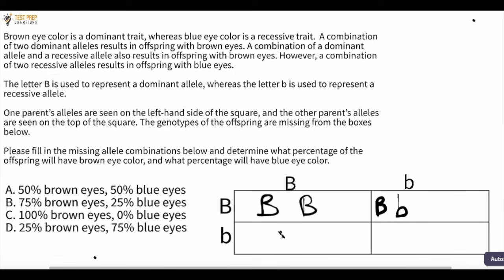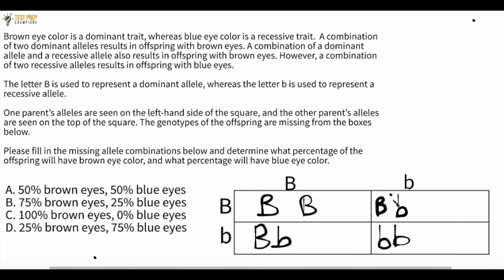The combination in this square is going to be a big B from this parent and the little b from this parent. Now for this square right here, we want a little b from this parent and a little b from this parent over here. Hopefully you at least got this far.